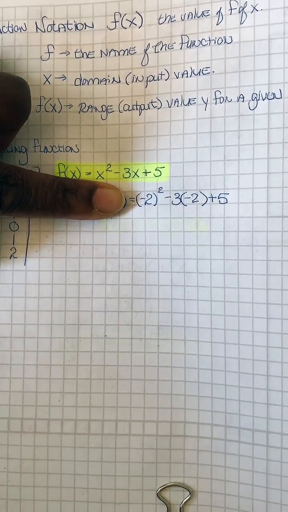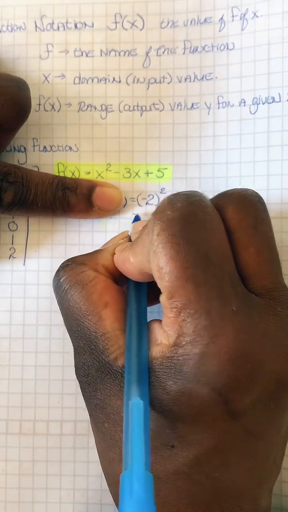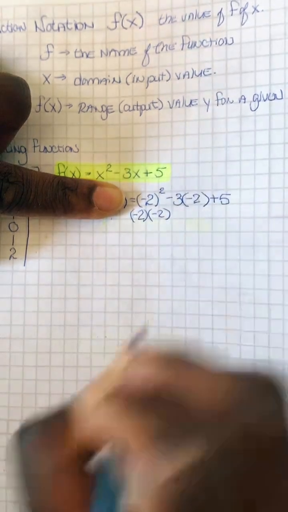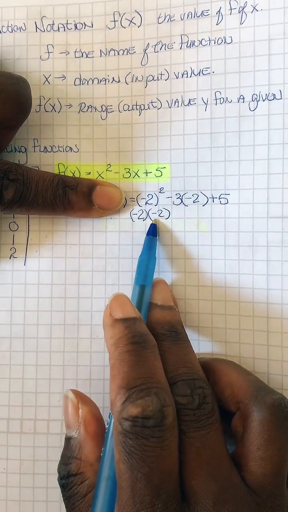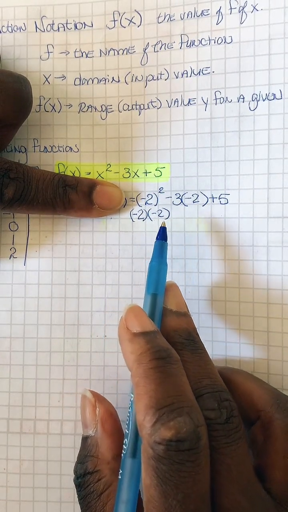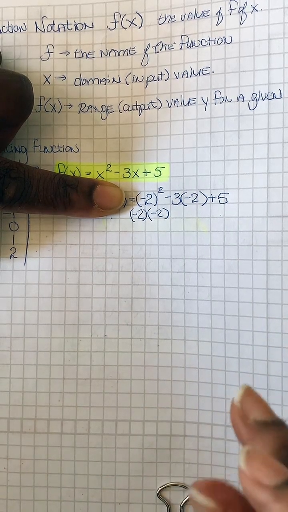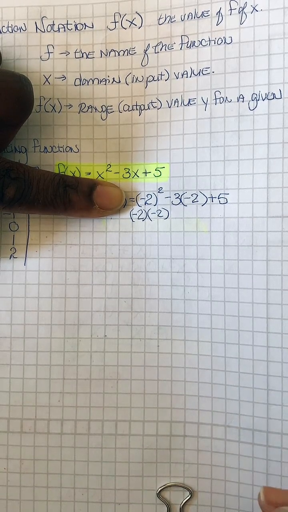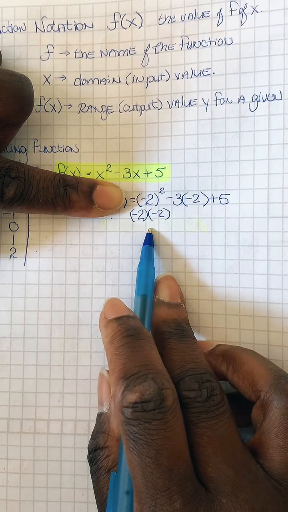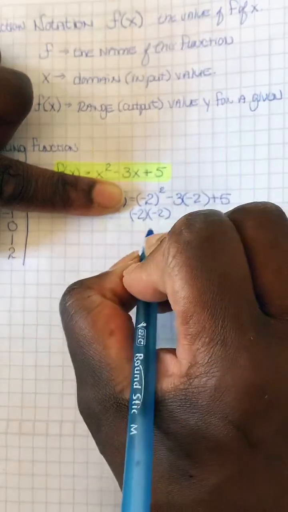-2 squared is the same as saying -2 times -2. What's a negative times a negative? Put it in the chat. Yes, good job. A negative times a negative gives me a positive. And then 2 times 2 gives me 4.